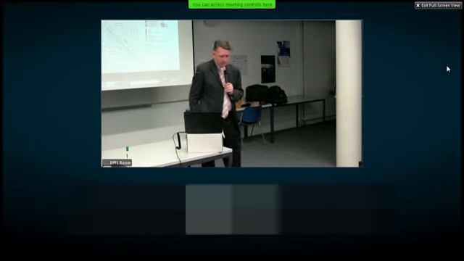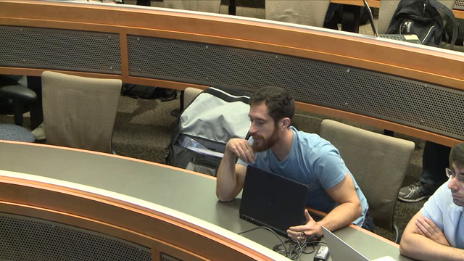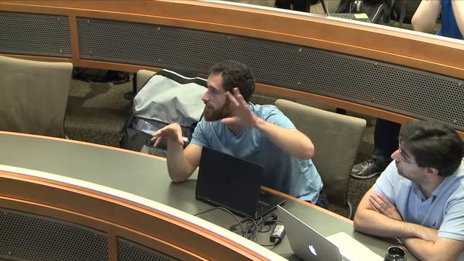I just have one question about the liaison diagram. Is there any meaning or information that comes from the distances between nodes, the way that you draw it?